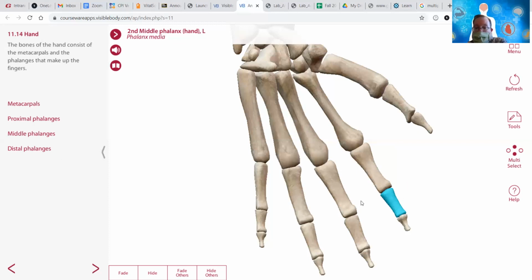But we see that pubic arch, we call this the pubic angle as well. With a female, it's going to be 90 plus degrees. With a male, it's going to be less than 90 degrees.